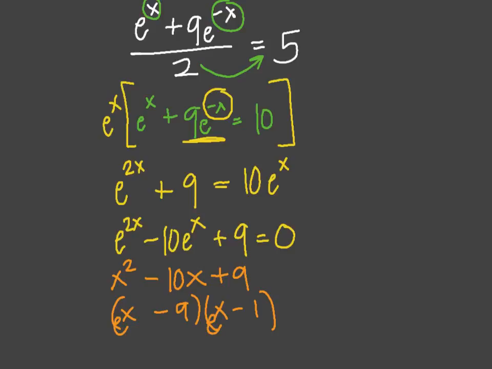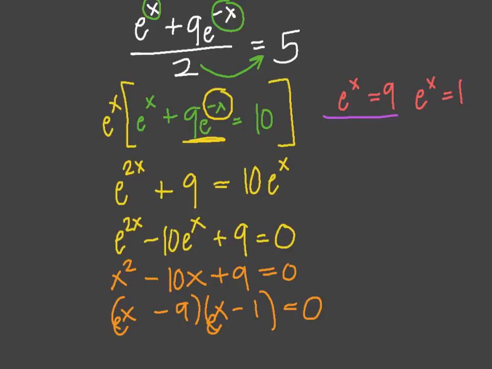Okay, and all of this is still set equal to 0, and that's why we factored, so that we could use the zero product property. So we're going to take e to the x minus 9, set it equal to 0. That means we have to add 9 to the other side, so we get e to the x equals 9. And we have e to the x minus 1 equals 0, so we have e to the x equals 1.